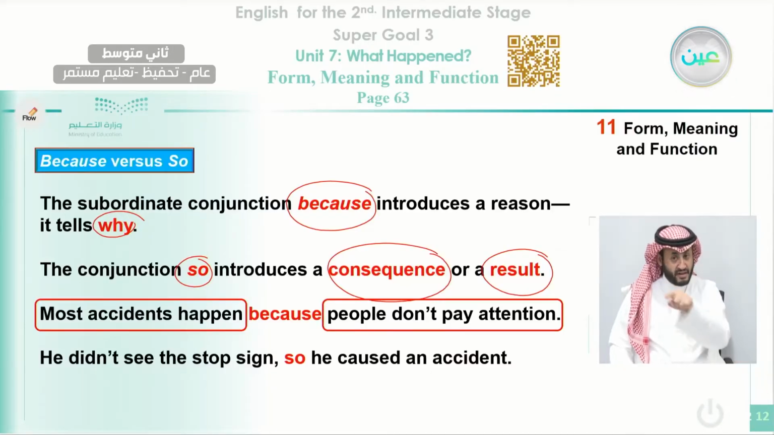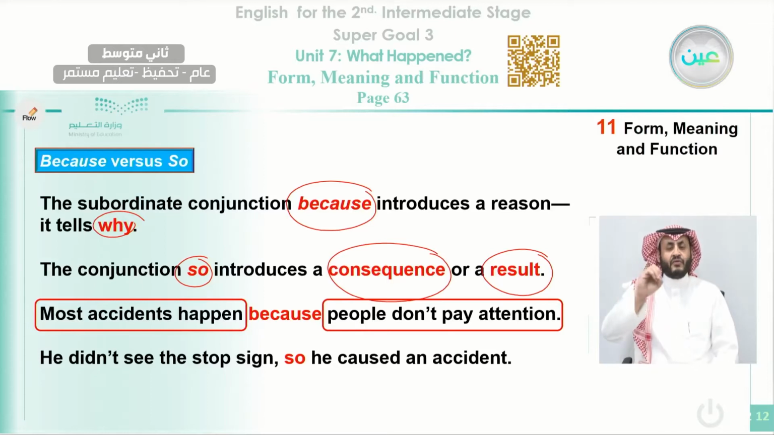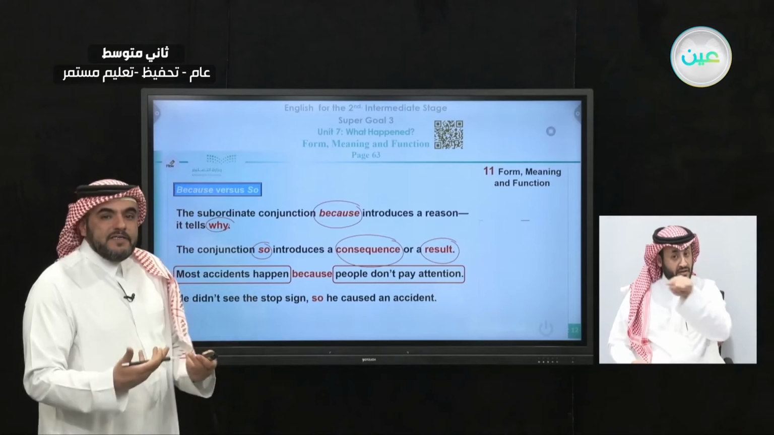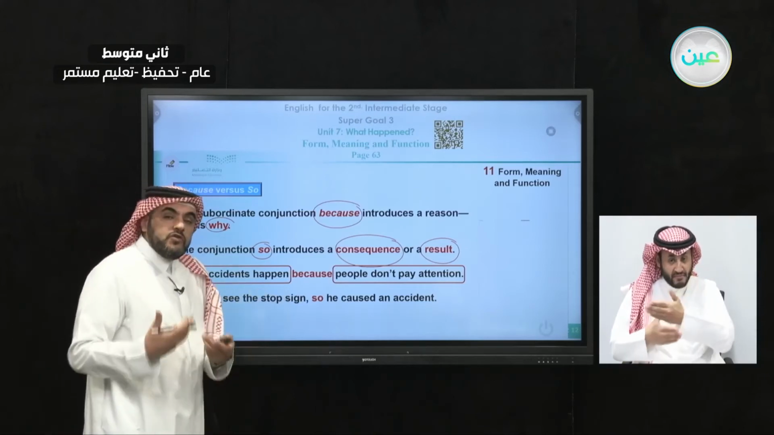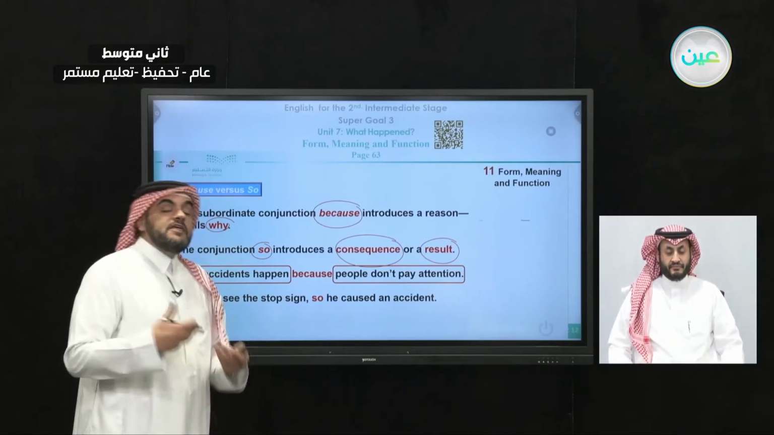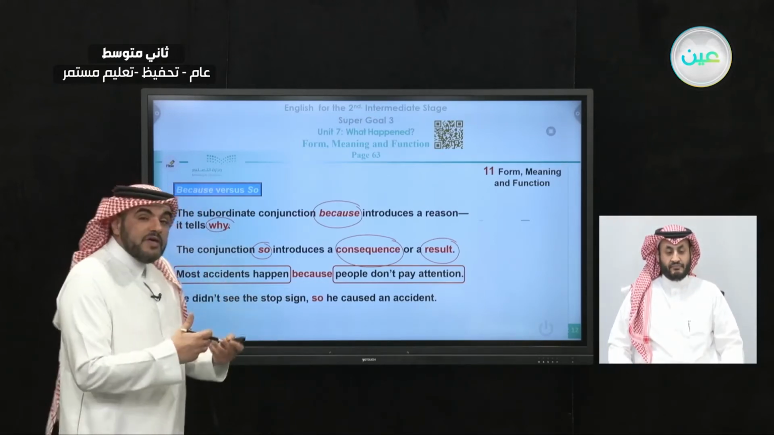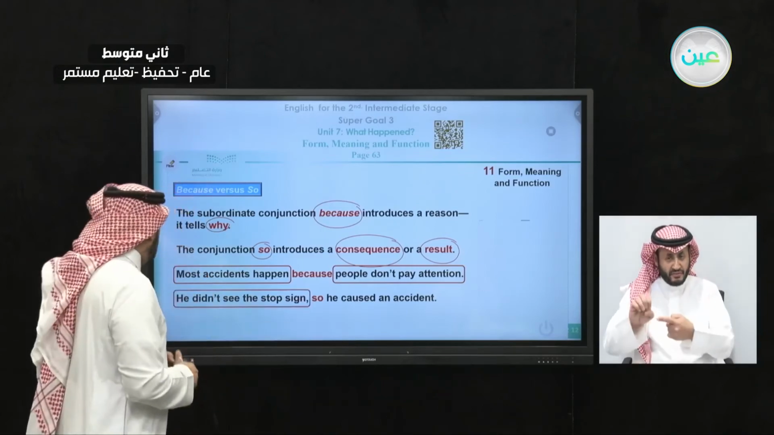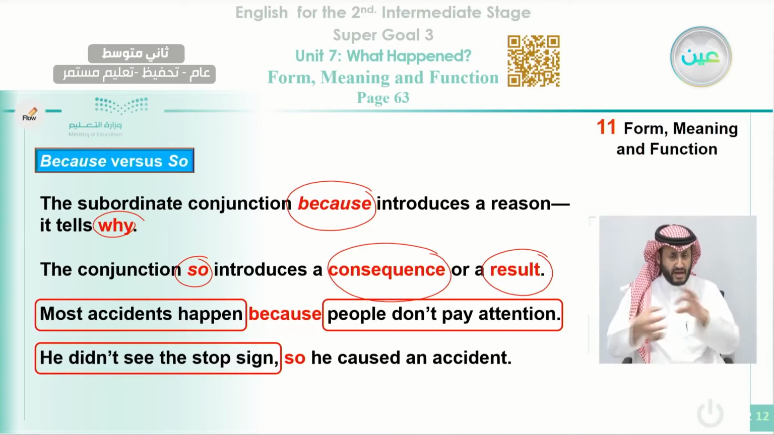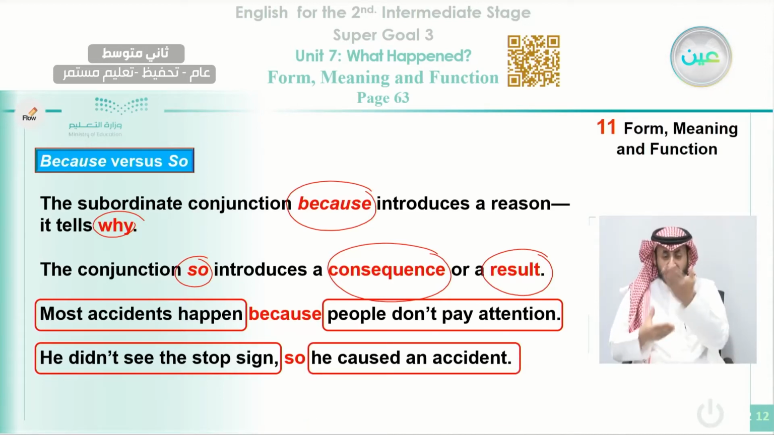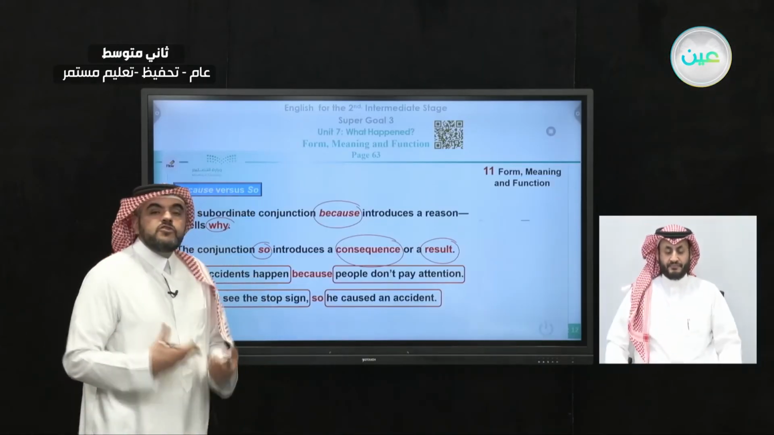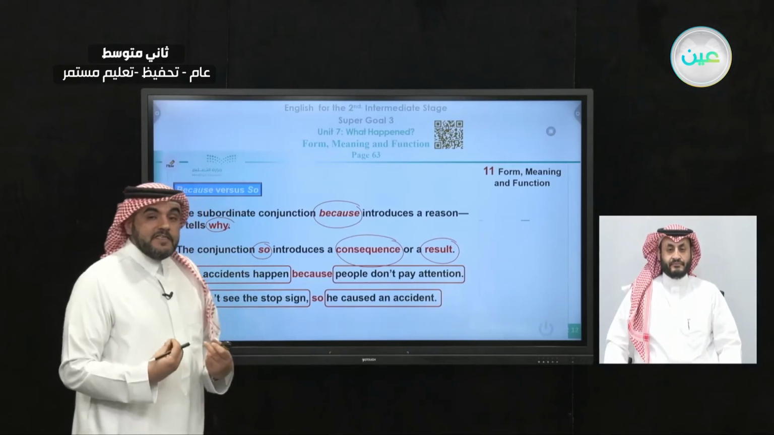In this example, he didn't see the stop sign. Okay. So after that, we're talking about a result, not a reason. A result, because we are using so, and so tells you a result, but because tells you a reason. Okay. He didn't see the stop sign. Since he didn't see the stop sign, what happened? He caused an accident. Okay, so here we have a result. So here introduces a result. Let's read the example again.